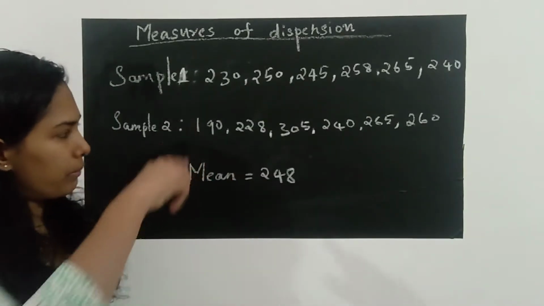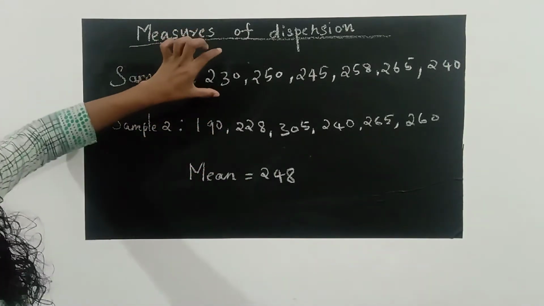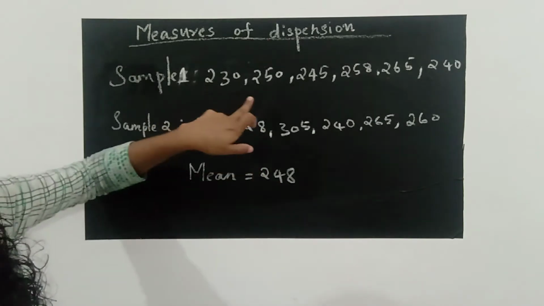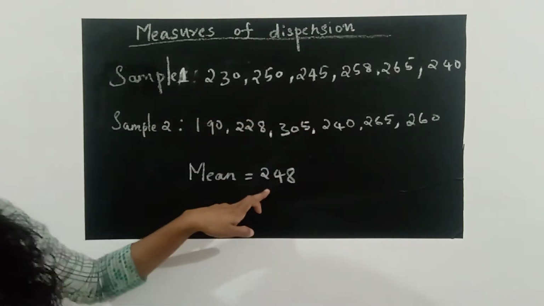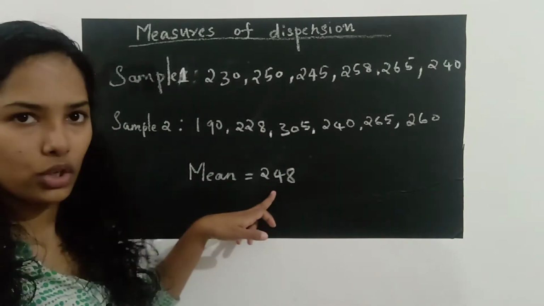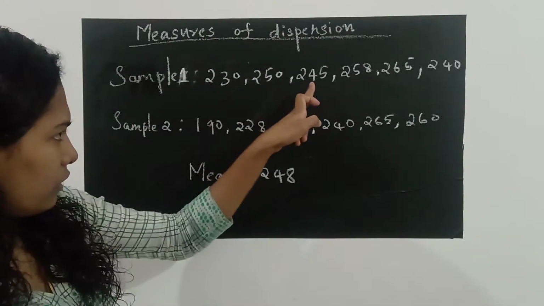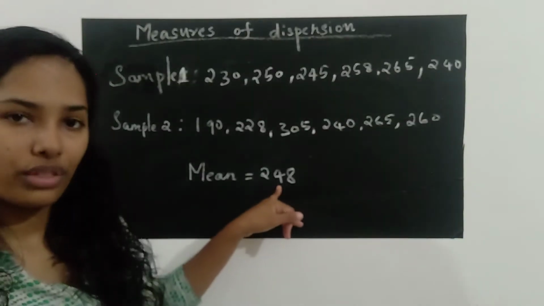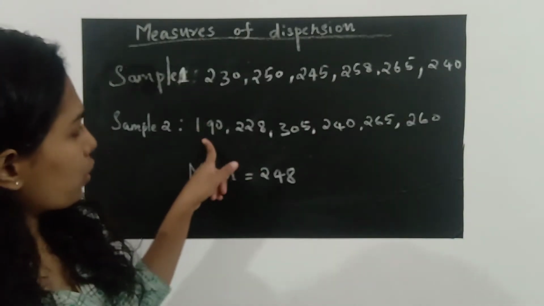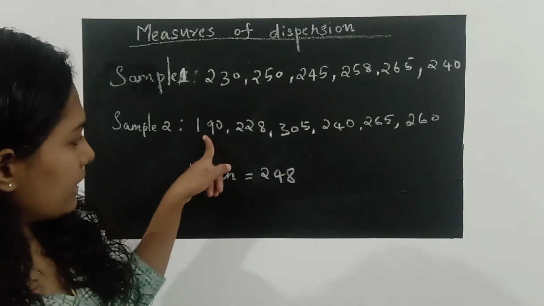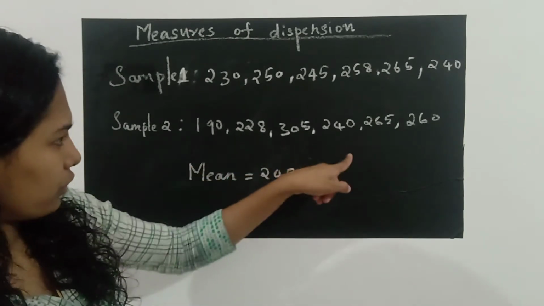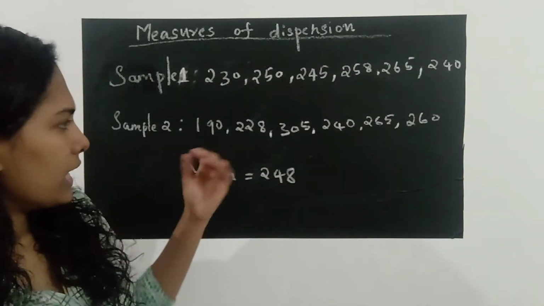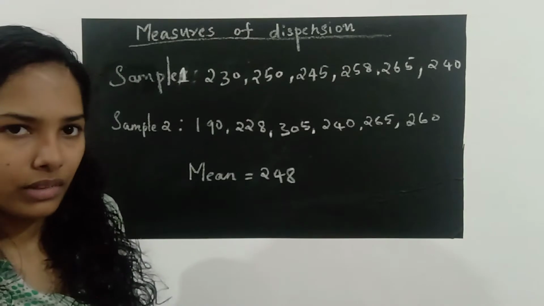What about the first sample? When we compare the first sample with the mean, we can see that all these values are closer to the mean, more or less. 230, 250, 245, 258, all these values are closer to the calculated mean. What about sample 2? We have 190, 228, then 305, 240, 265, 260. The values are a little bit far away, right?